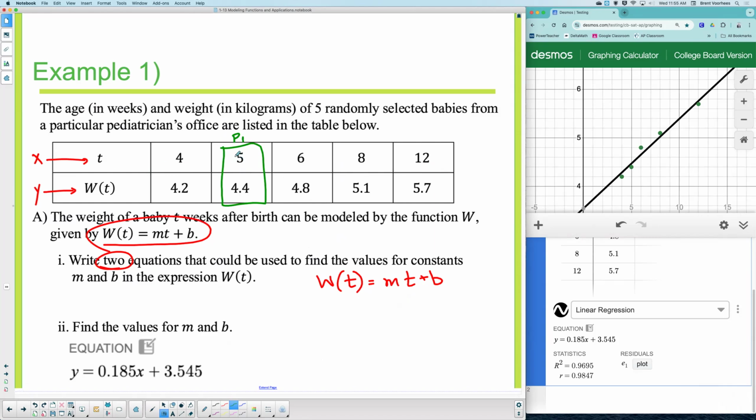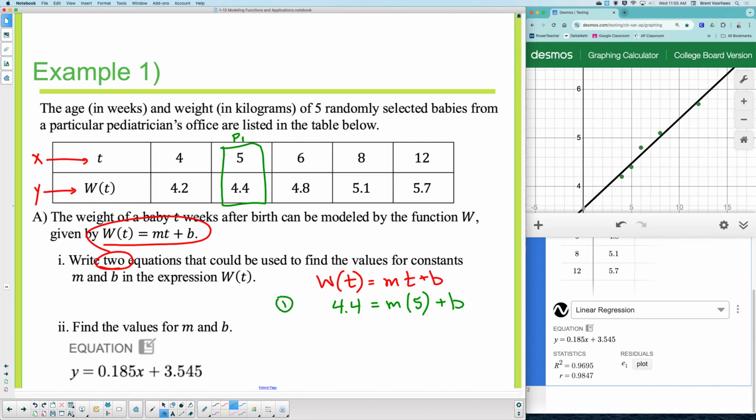Look over here. What's 5? T. And what's 4.4? WT. So WT comes out. WT is 4.4. We don't know what M is, but we know T is 5. Now on the T part, you put that in parentheses, plus B. That's one equation right there.